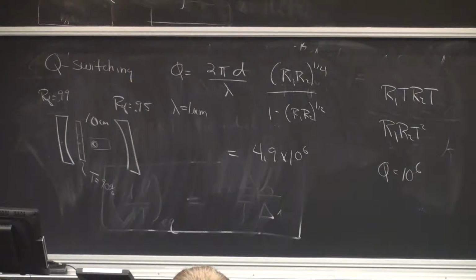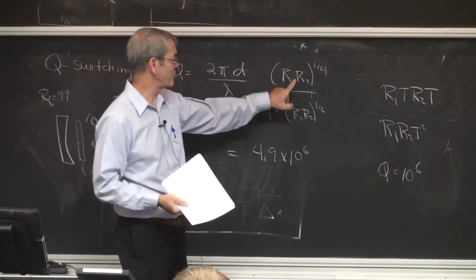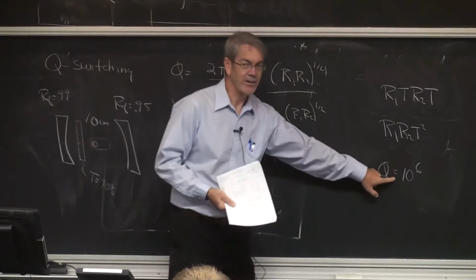Do we just plug in R1, R2, T squared into the equation over there? Yeah, just put T squareds in those, and you'll get about 10 to the 6th.